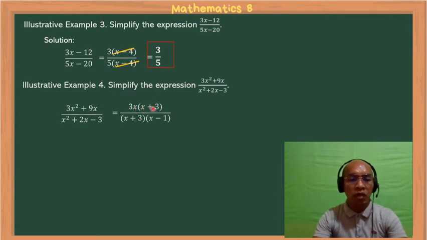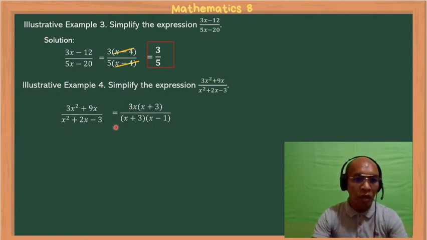To obtain the remaining factor, 3x squared divided by 3x. 3 divided by 3 is 1. x squared divided by x is x to the power of 1, because in the quotient rule, we're going to subtract the exponents. So 2 minus 1 is 1. So that would be x. Then 9 divided by 3 is 3, and x divided by x is 1, therefore it is just 3.